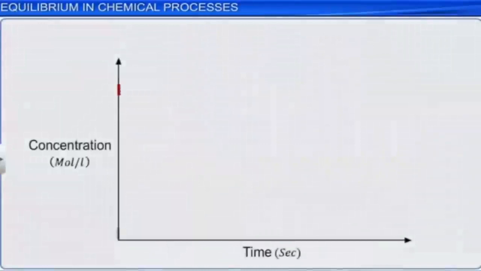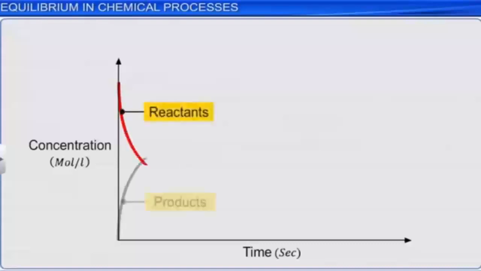If we plot a graph of a reversible reaction, we will notice that the rate of forward reaction is initially high. With the passage of time, the reactants deplete and the products accumulate. This leads to a decrease in the rate of the forward reaction and an increase in the rate of the backward reaction. After some time, a stage is reached when the rates of both the forward and the backward reactions become equal and the system reaches a state of equilibrium.